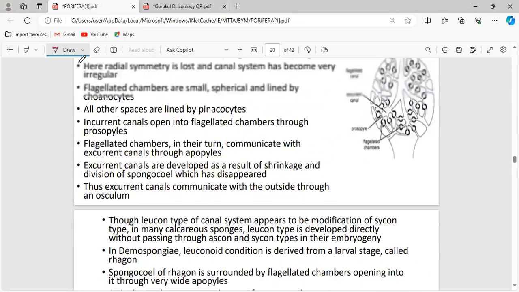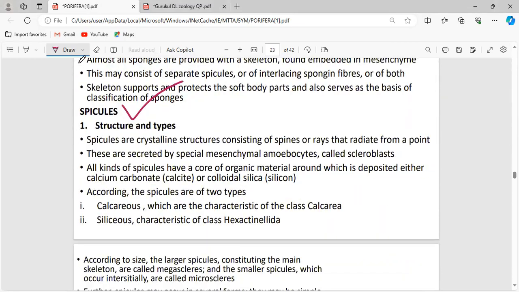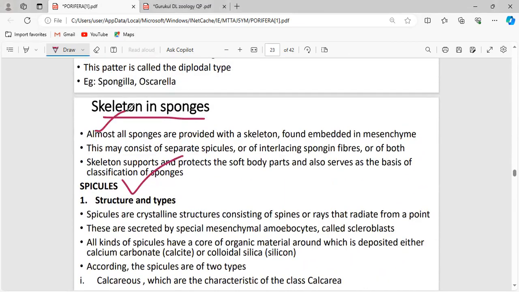Let's come back to the skeletal system of Porifera. Almost all sponges are provided with a skeleton, found embedded in the mesenchyme. There is an outer pinacoderm and an inner choanoderm layer, but the skeletal system is embedded in the mesenchyme, which is present in the middle. And what are the cells present in the mesenchyme or mesohyl? Just tell me.